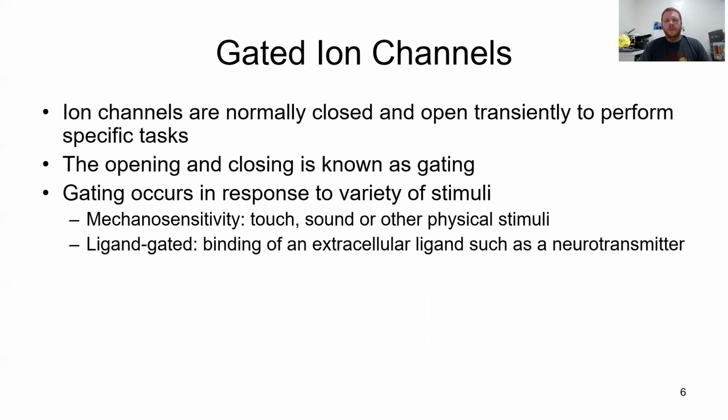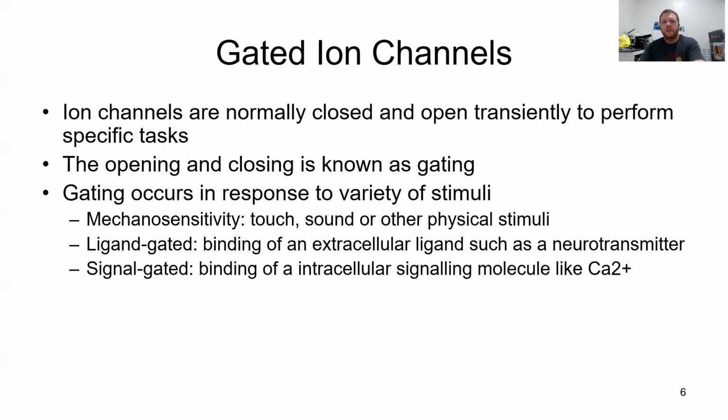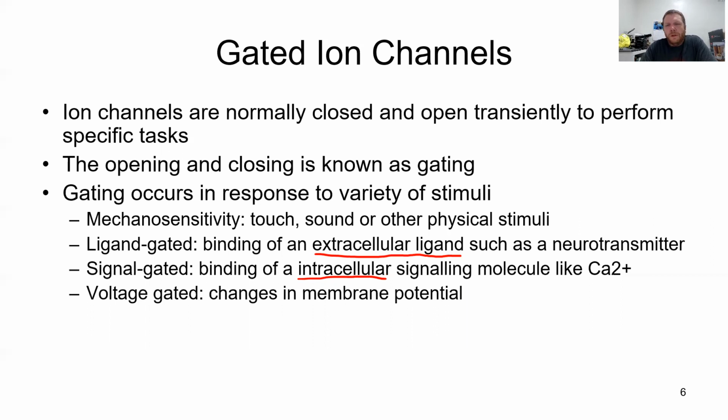Ligand-gated ion channels require the binding of an extracellular ligand, such as a neurotransmitter. Signal-gated, binding of an intracellular signal, like calcium. So here's our difference. An extracellular ligand would be ligand-gated, whereas intracellular, we're talking about a signal-gated channel. Voltage-gated, observe changes in membrane potential, which is what we're going to wrap up this lecture with.